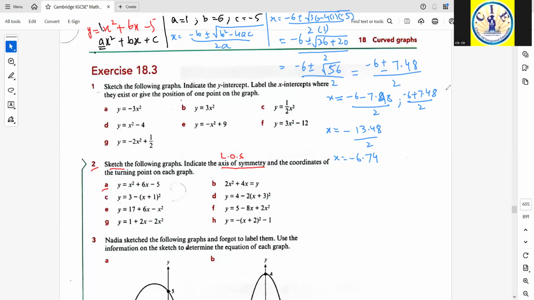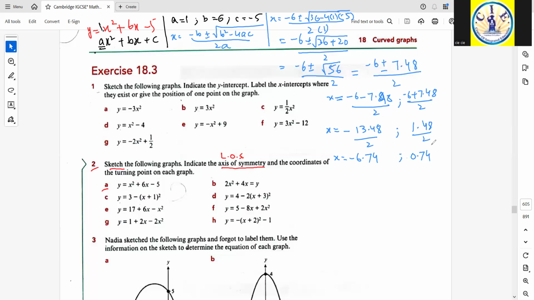And then solving the other value, this is 1.48 divided by 2. That would give us 0.74. So these are the two values of x. Actually, these are the x-intercepts, where the graph is going to cut or intersect the x-axis. -6.74 and 0.74.